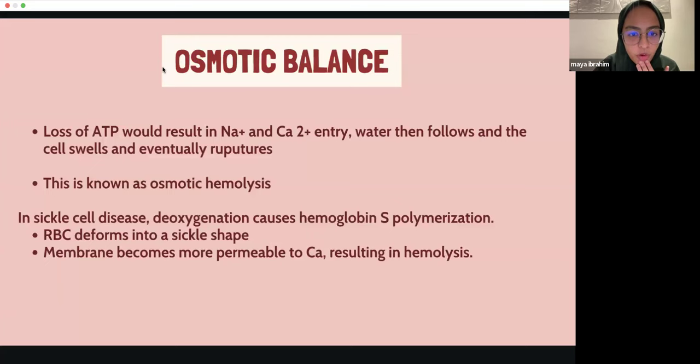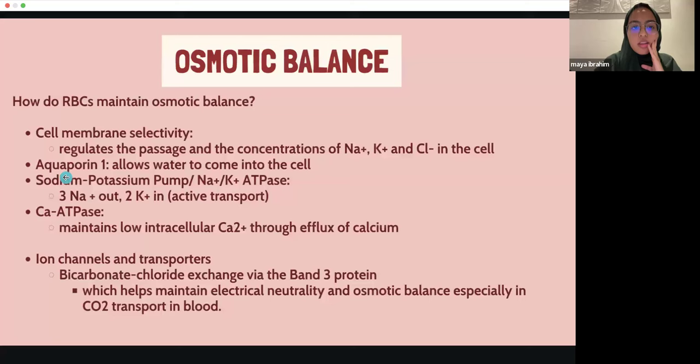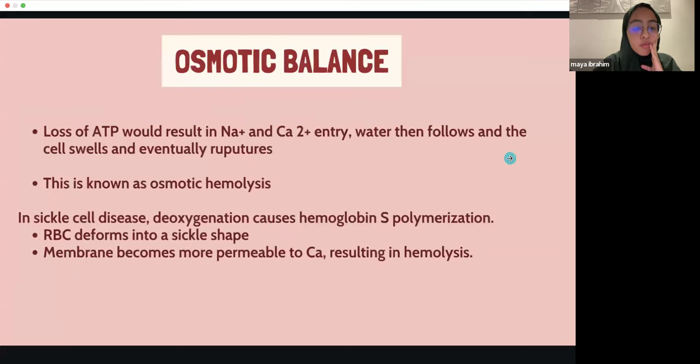Does the aquaporin also allow efflux of H2O from the RBC? No. It allows the entry of water. But because we're maintaining the normal osmotic equilibrium using these two pumps, it doesn't come in. But if we lose ATP and these pumps don't work, sodium comes in, calcium comes in, and because of this, water follows. All right?